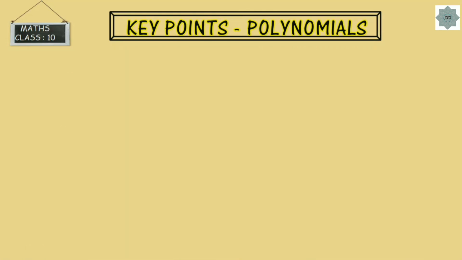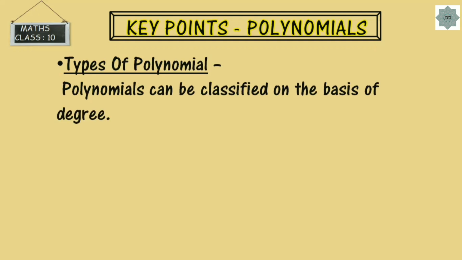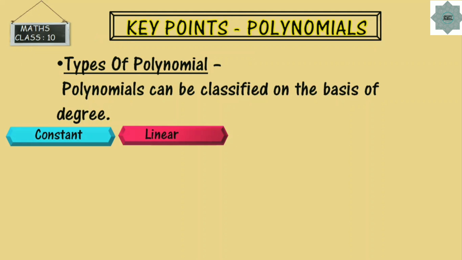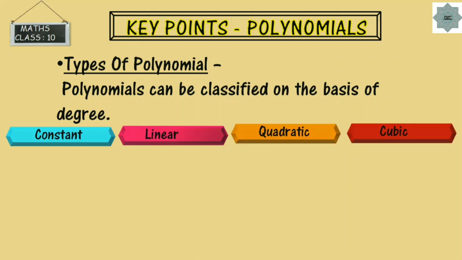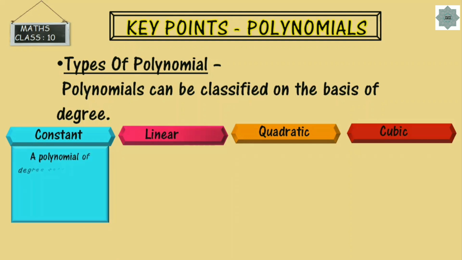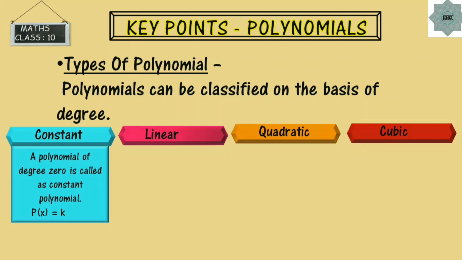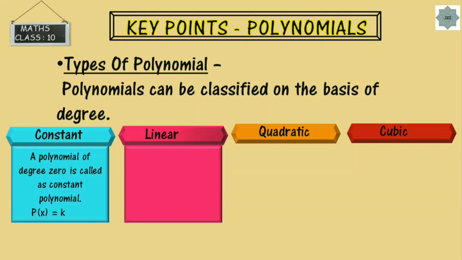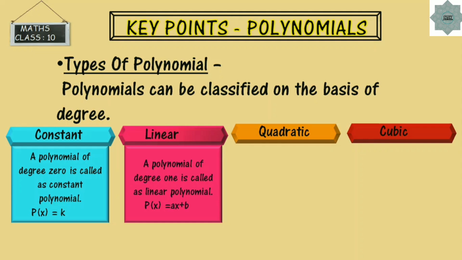There are different types of polynomials based on their powers, such as constant, linear, quadratic and cubic polynomials. Constant polynomial: a polynomial of degree 0 is called a constant polynomial. General form is p of x equal to k. Linear polynomial: a polynomial of degree 1 is called linear polynomial. It is in the form p of x equal to ax plus b.